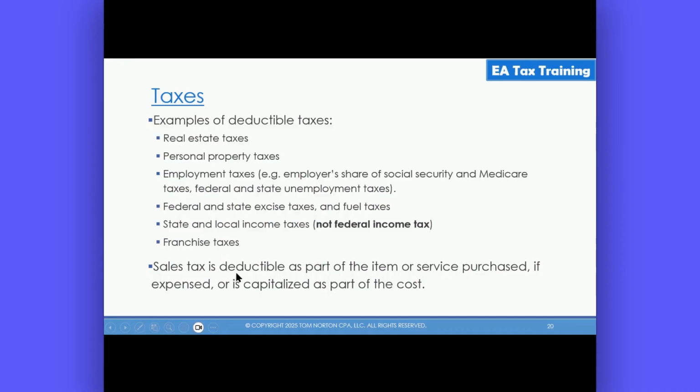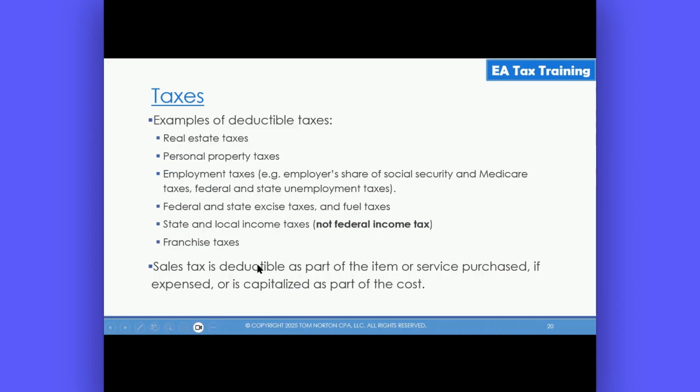Sales tax is deductible as part of the item or service purchased if it is expensed. So if you buy some office supplies or one of those assets that's under $2,500 and you just go ahead and deduct that, you make that election and deduct it, you just deduct the sales tax as part of that. If it is a larger item, it is capitalized as part of the cost. As you'll remember from video 3, you buy a vehicle or something for $50,000, you pay some sales tax on that. That sales tax becomes part of the basis.